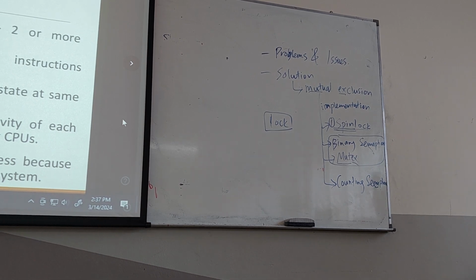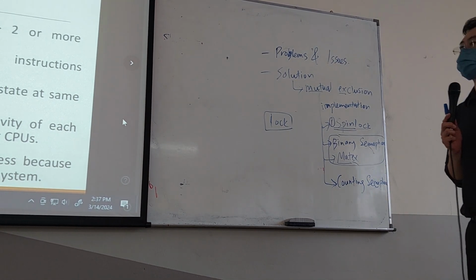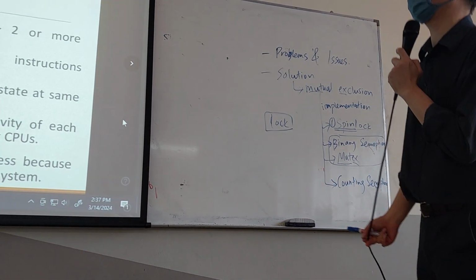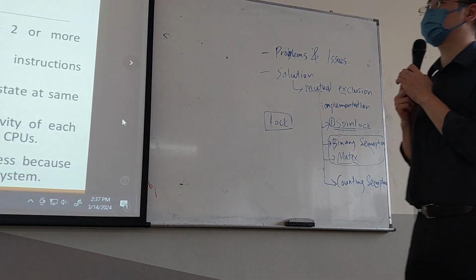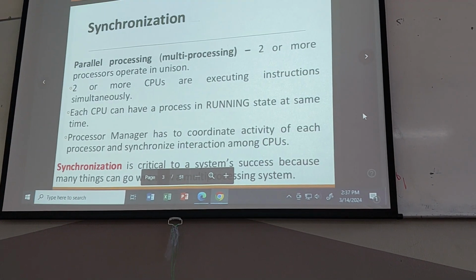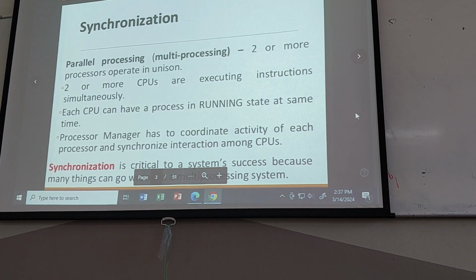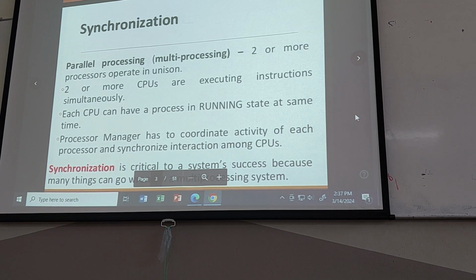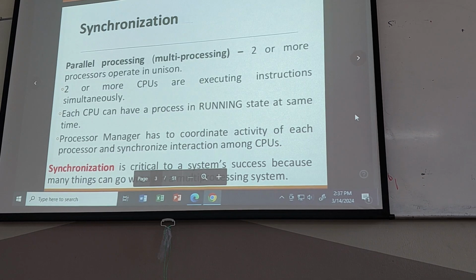I'm going to use this slide and then maybe move on to another slide because I'm going to talk about spin lock. Synchronization: why do you need it? You need it because you do parallel processing. Parallel processing means you have multiple processes, multiple threads, multiple processors, or multiple cores running at the same time. If these processes don't share data, then there's no problem at all, and no need for synchronization. But if they share data, then you have issues. You have to synchronize them.